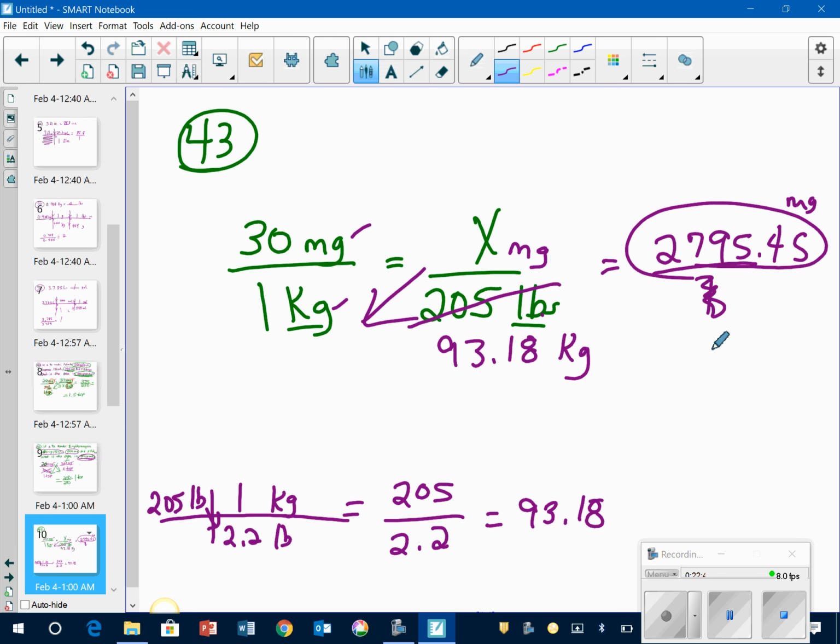So it's 2,795.45 milligrams. But then if you remember, it gives us a hint that there are 4 doses per day. So it's wanting to know what each dose is. So then we will just take this and divide it by 4. So 2,795.45 divided by 4, you're going to get 698.86 milligrams.